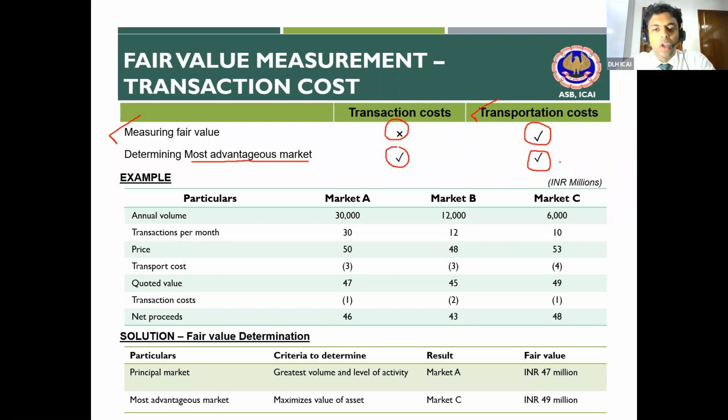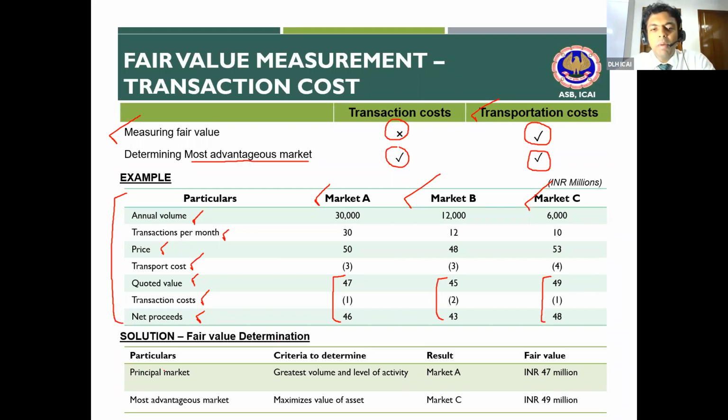So if you look at this example which is given on my slide deck, this is market A, market B, and market C. There are various items mentioned here, like annual volume, transactions per month, price, transportation cost, quoted value, transaction cost, and the net proceeds. So the quoted price minus transaction cost is equal to net proceeds. This is for market A, market B, and market C.